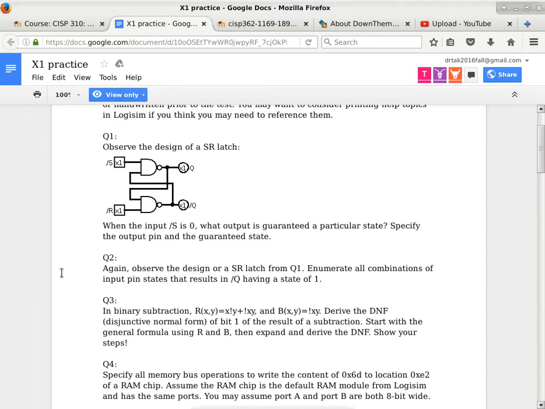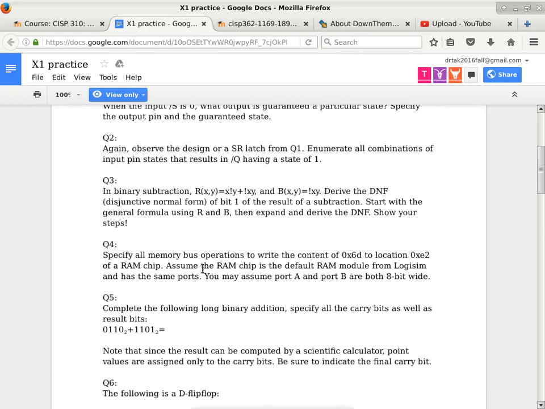All right, question number three. Question number three says, in binary subtraction, the result of a half subtractor is x not y or not xy. This notation we have talked about before. The negation applies to the immediate component next to it, to the right-hand side of that. The so-called multiplication is conjunction, and addition really means disjunction in this case. And the borrow bit is this one here. Derive the DNF, disjunctive normal form, of bit one of the result of a subtraction. Start with the general formula using R and B, then expand and derive the DNF and show your steps.